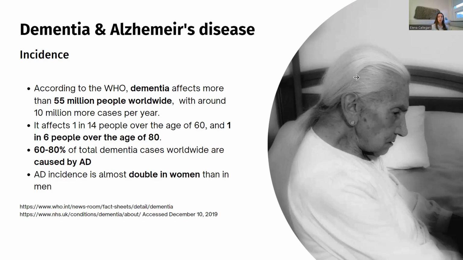And to contextualize that by using smaller numbers, it's estimated that 1 in 14 people over the age of 60 suffers from dementia, and that proportion rises up to 1 in 6 people if you're talking about individuals over the age of 80. When I said that Alzheimer's disease is the most frequent type of dementia, I meant that out of all the cases of dementia that we have, 60 to 80% of those cases are cases of Alzheimer's disease.